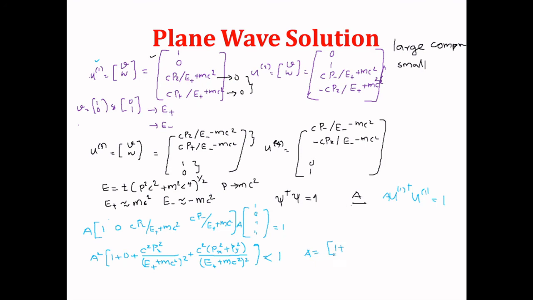A becomes 1 plus, from these two terms you can take C square by (E plus mc square) as common, then the remaining term will be Px square plus Py square plus Pz square, that is P square. So we can write A equal to (1 plus C square P square by (E plus mc square) the whole square) raised to minus half.